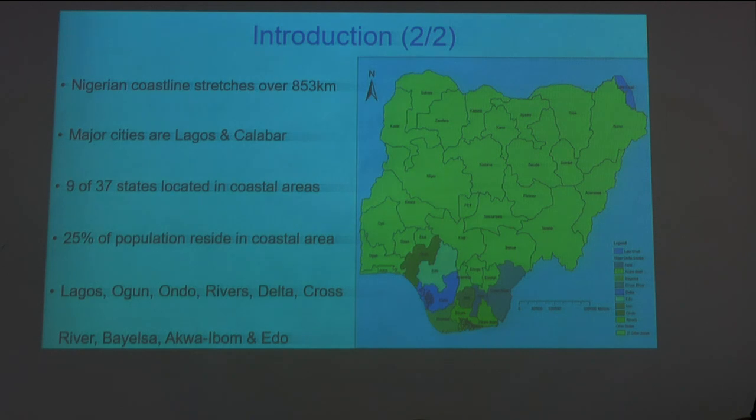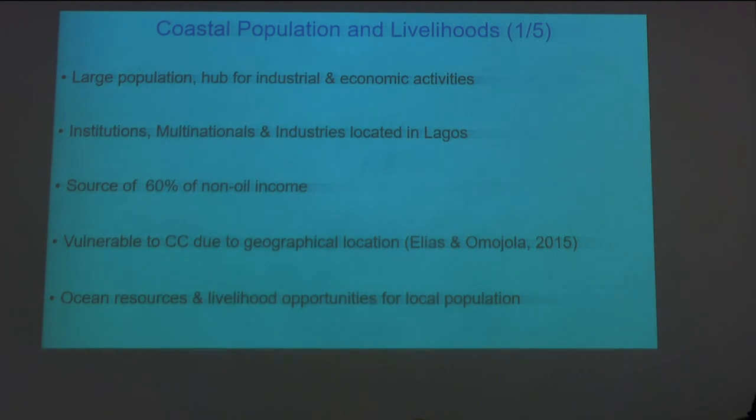And this map on the right just shows, because I'll be making reference to Niger Delta areas along the coastal area. So we have about 9 states that fall under the Niger Delta area. We call them oil-producing states. So now we'll go to coastal population and livelihoods.